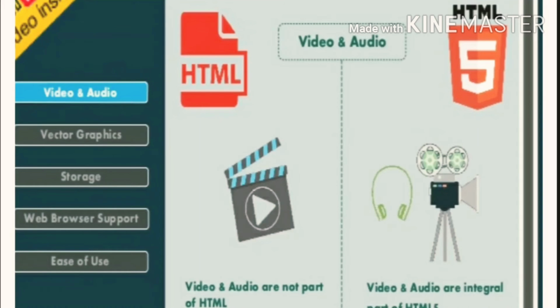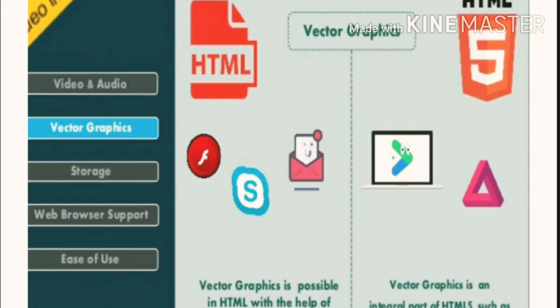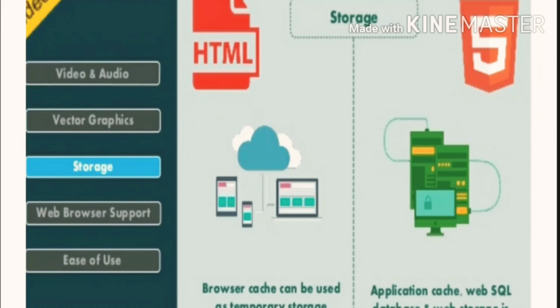Next one is vector graphics. In HTML, vector graphics were used with the help of external technologies such as VML, Flash, Silverlight, etc. But it is an important part of HTML5, as we use canvas and SVG vector. The next one is storage.